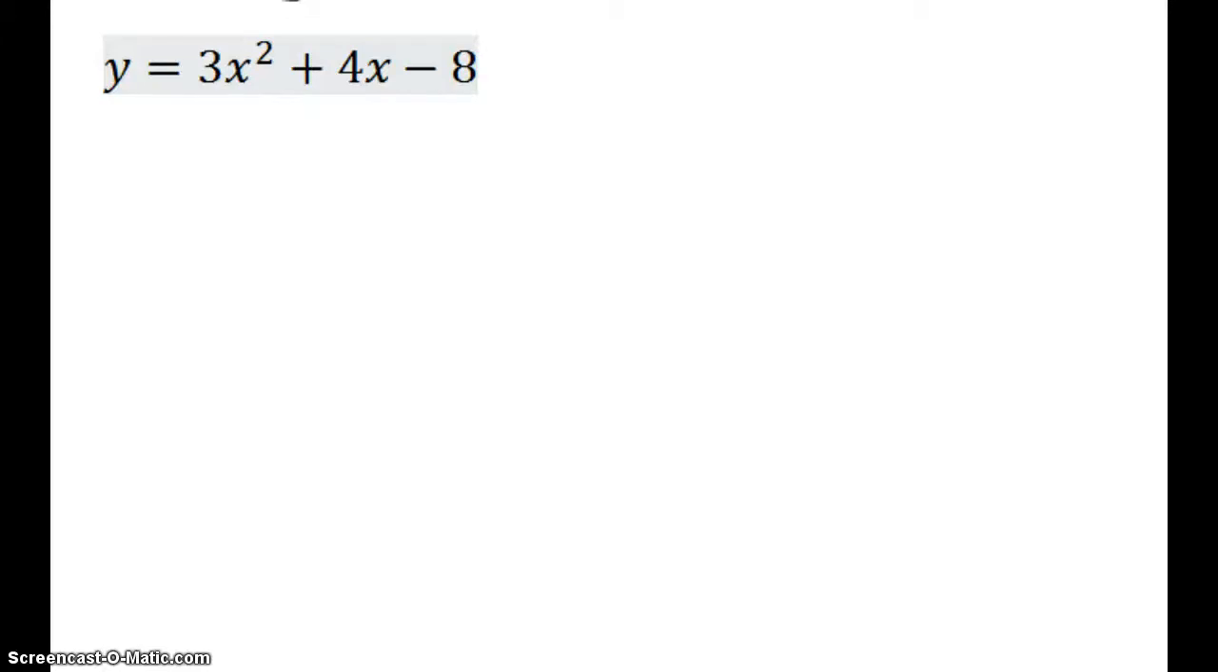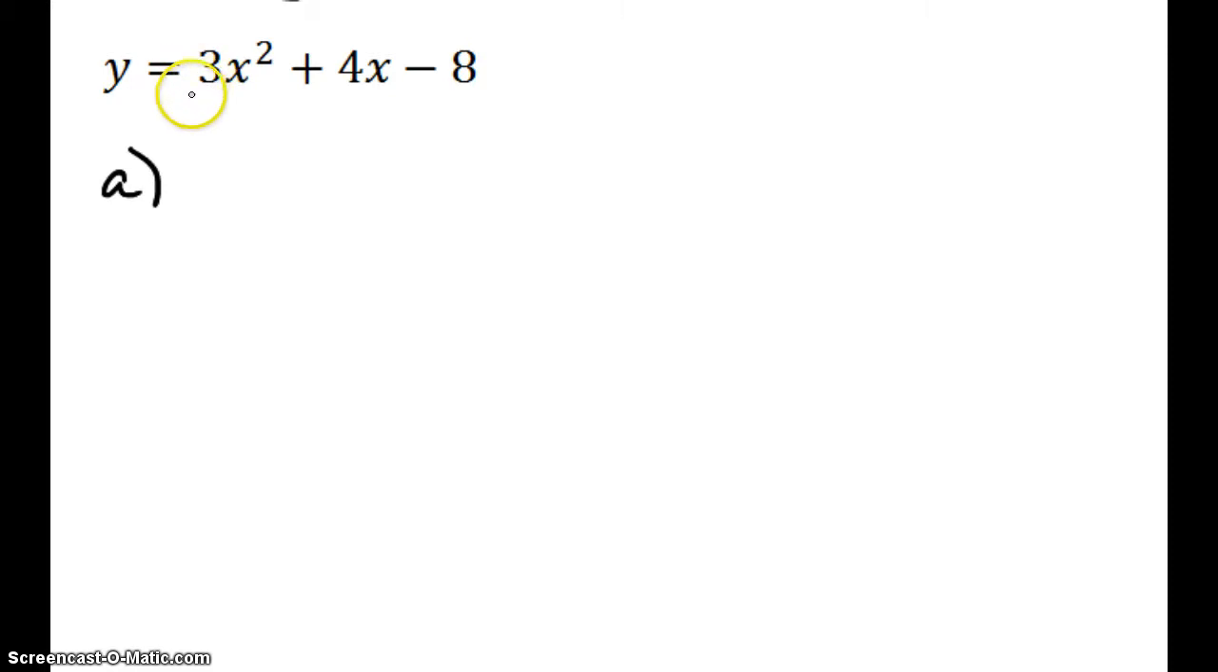The second problem that we're supposed to do is y equals 3x squared plus 4x minus 8. Now, again, we're supposed to figure out, does the parabola open upward or downward for part A? And again, to do that, we look at the leading coefficient, and to do that, we have to make sure that this is in standard form. This is in descending order of powers, so we have it exactly the way we're supposed to.